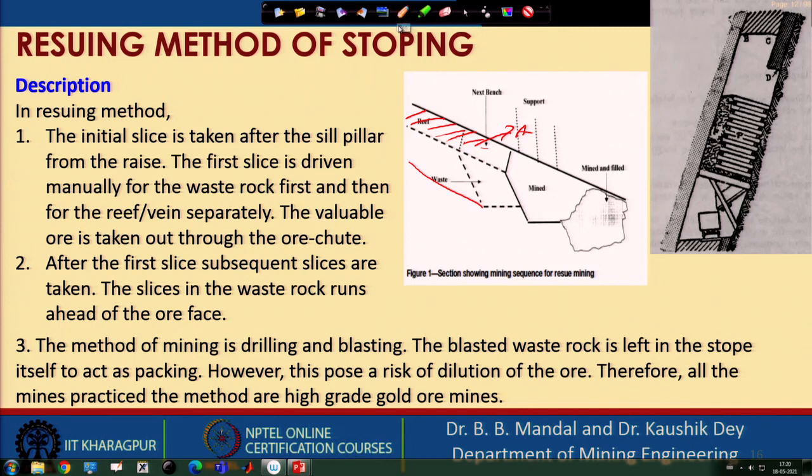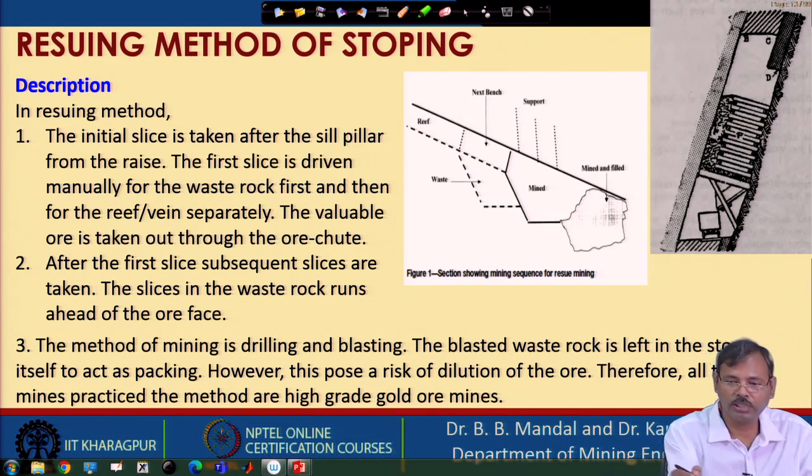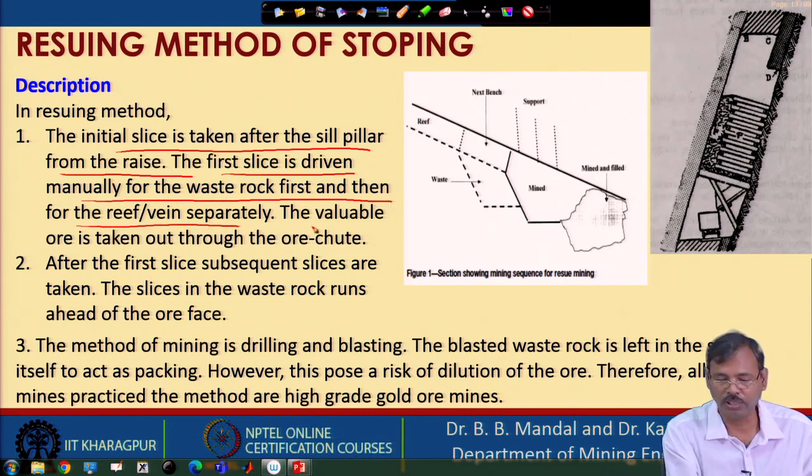The decision whether the footwall has to be excavated or the hang wall has to be excavated is open; both ways you can carry out resuing mining. Resuing mining means you are additionally excavating some hang wall or footwall rock for having some additional width in which your operation can be easier. So, you can describe it that the initial slice is taken after the sill pillar from the raise. The first slice is driven manually through the waste rock first and then for the reef vein separately. The valuable ore is taken out through the ore chute.